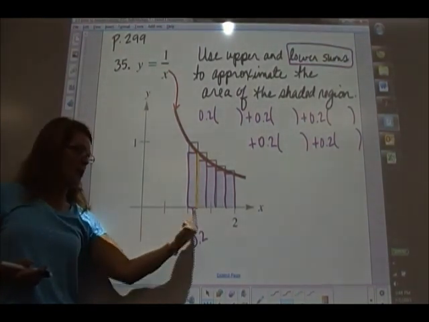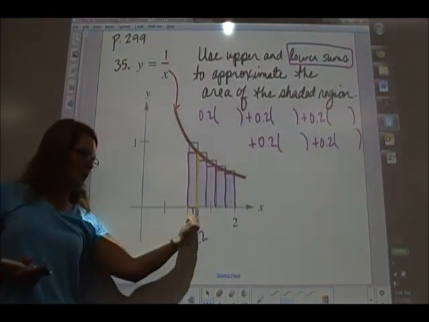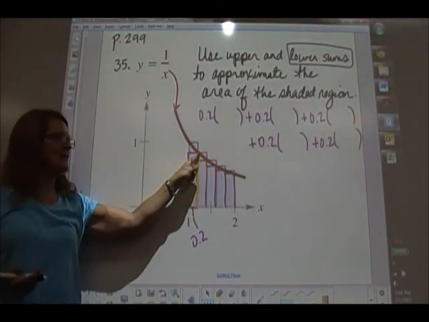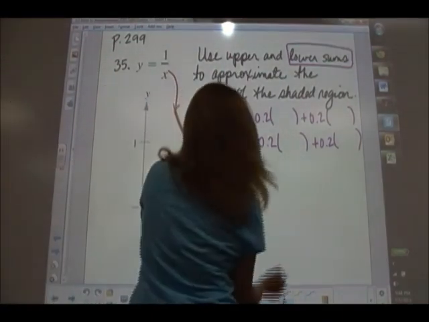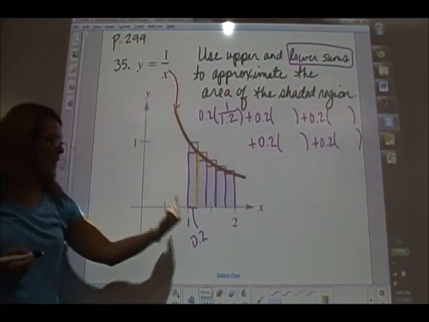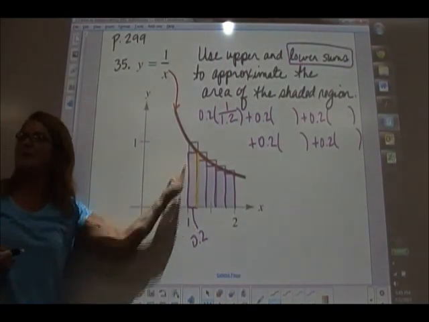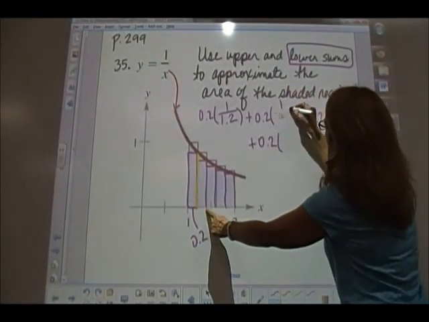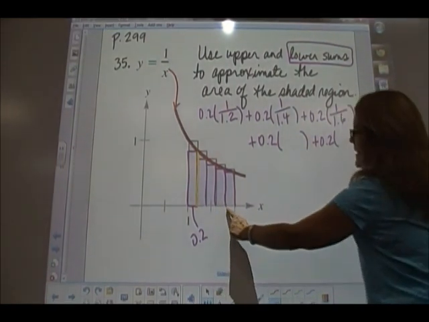1.2. 1.2, isn't it? So if this right here is 1.2 units long from the origin, then the yellow length must be 1 over 1.2. Absolutely. 1 over x is my function. The x value right here at the bottom of this yellow segment is 1.2, so the height must be 1 over 1.2. What's the next one? 1 over 1.4. How about the next one? 1 over 1.6, and then 1.8.